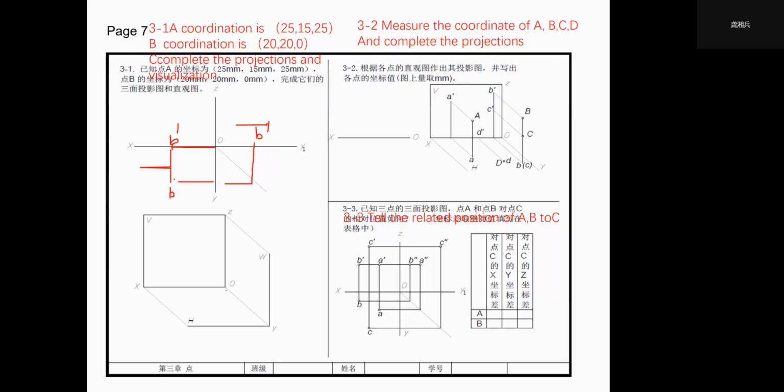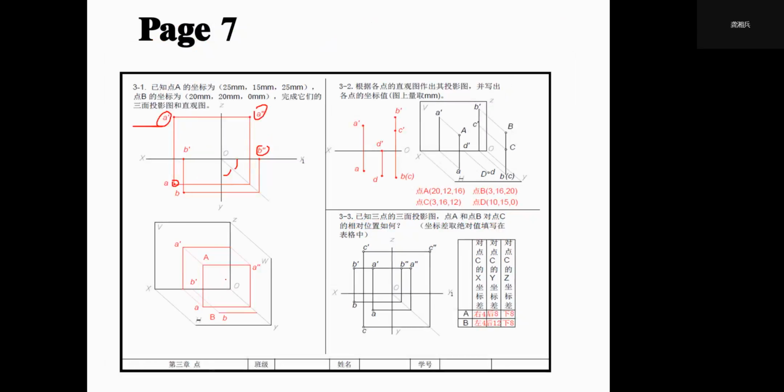So how about this one? When you draw the three-dimensional view, you should make this line parallel to this line, and the length of this one is 20. This line is parallel to this line. This one is 20 because z is 0, so B is there. A you can find here. This one is 25, z is 25, and y is 15.